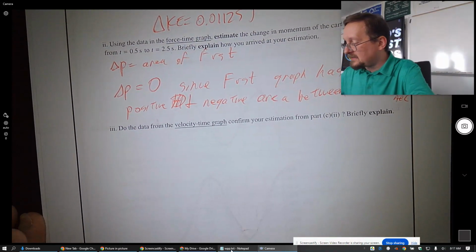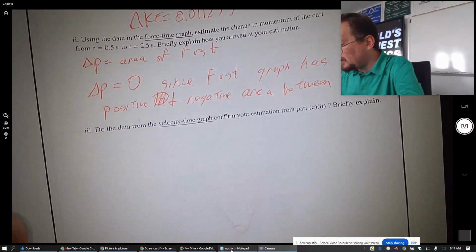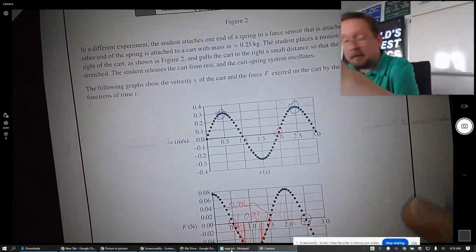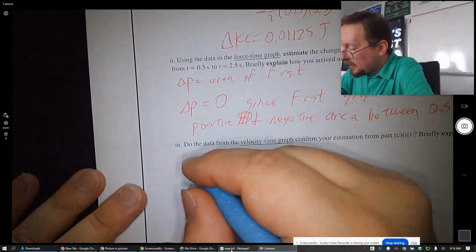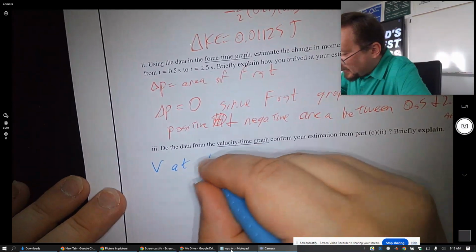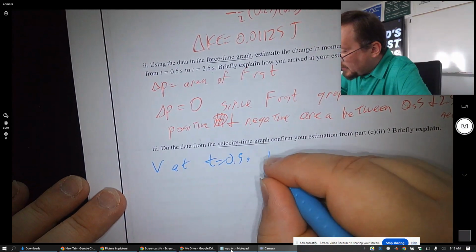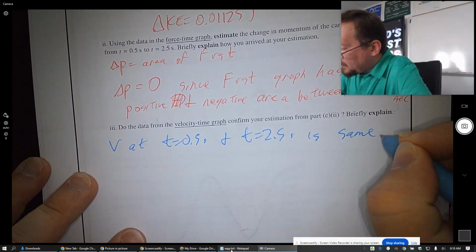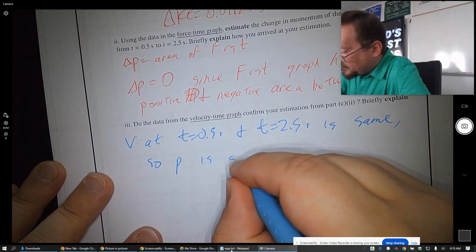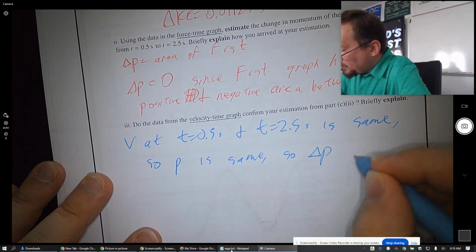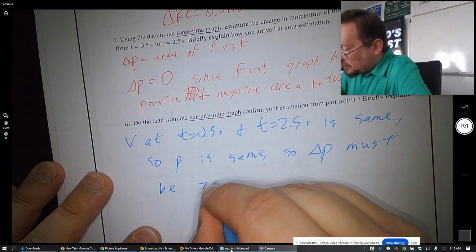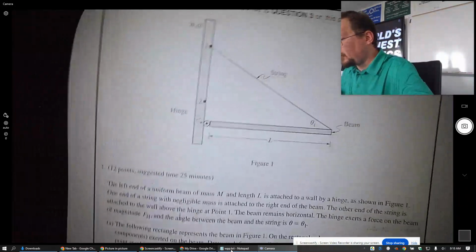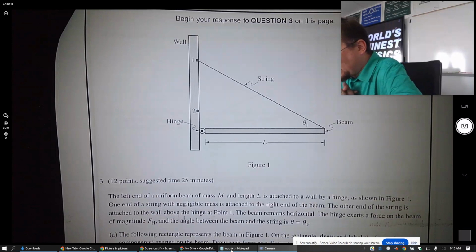Do the data from the velocity time graph confirm your estimation in part C? Briefly explain. Okay, so at 0.5 and 2.5, it's the same velocity. So the velocity at time equals 0.5 seconds and time equals 2.5 seconds is the same. So the momentum is the same. So the change in momentum must be 0. So yes. Okay. You can tell I didn't look that closely at these questions before we were asked them. Otherwise, I would have known the answer to that estimate question already.